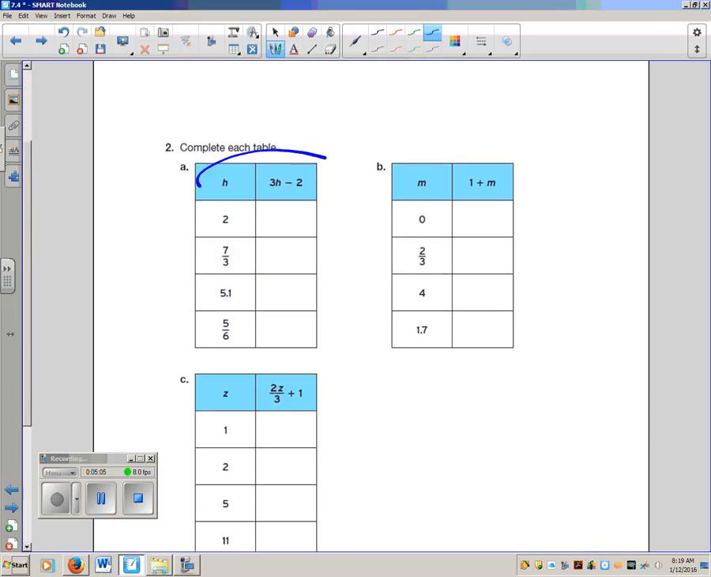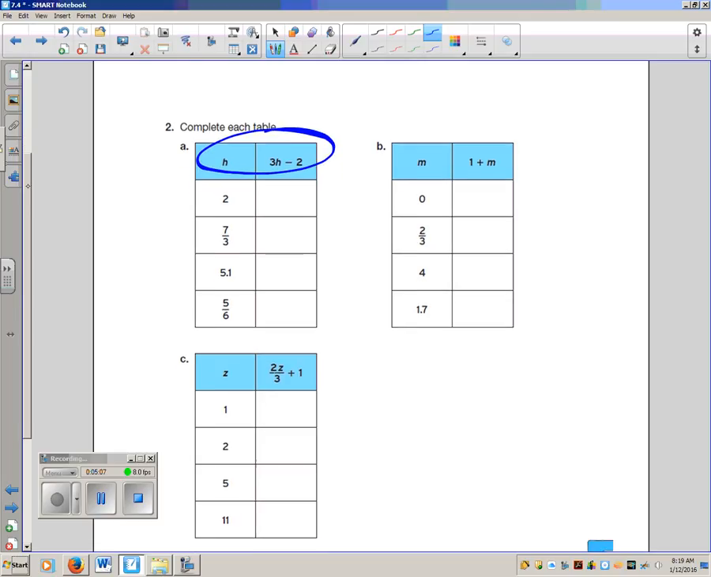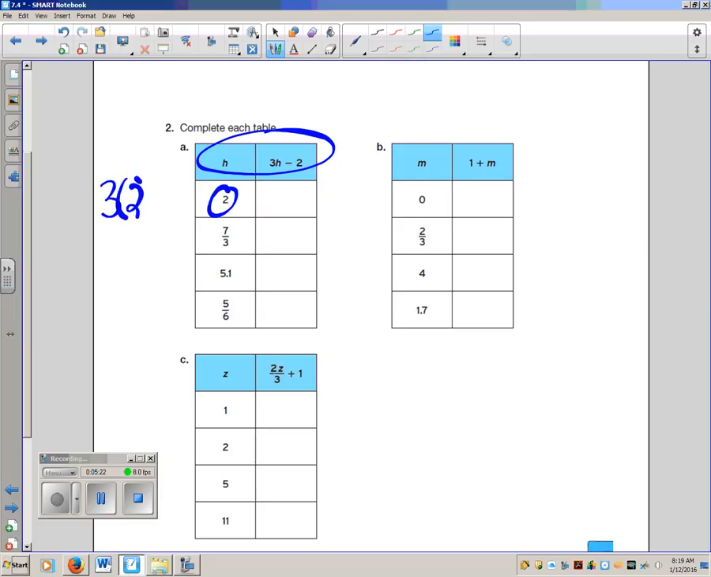These are basically the same kind of problems as number 2, but in H, you're going to do 4 different problems. H will change for each expression. So for the first one, 3h minus 2. H for the first one is 2, so all it is 3 times 2 minus 2. 6 minus 2, 4. That goes there.